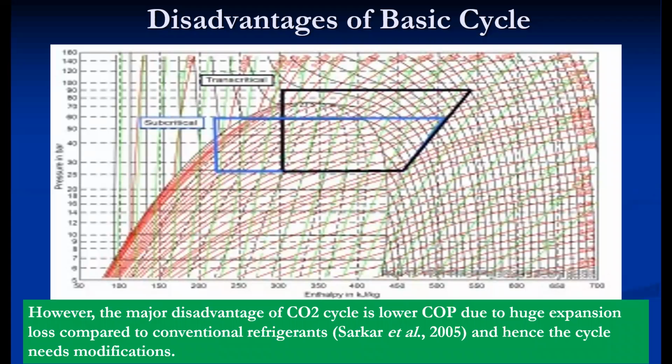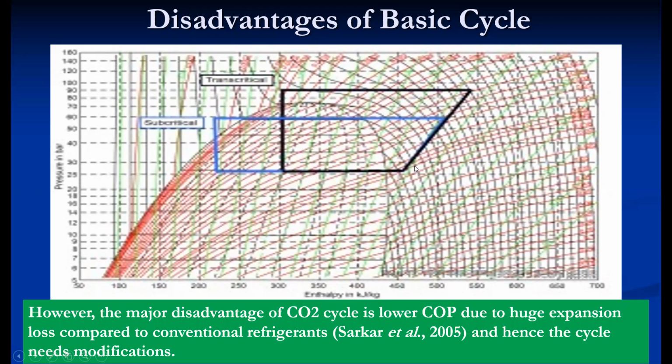This basic cycle has certain drawbacks. Mainly, there are huge expansion losses compared to the conventional refrigerants. So how these expansion losses occur, we will see. This blue line cycle is a conventional vapor compression cycle. So this is compressor, this is condensation because it happens below critical point, then isoenthalpic expansion, and then evaporation.